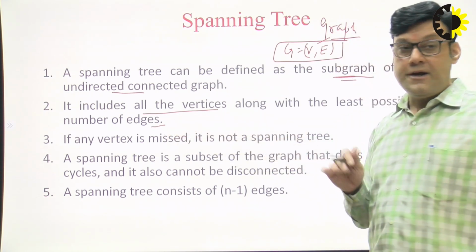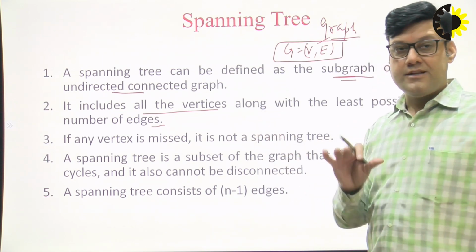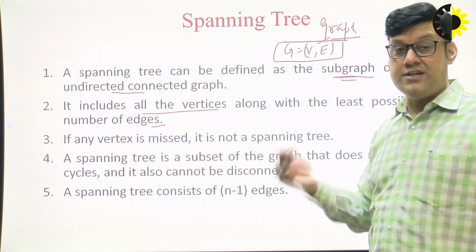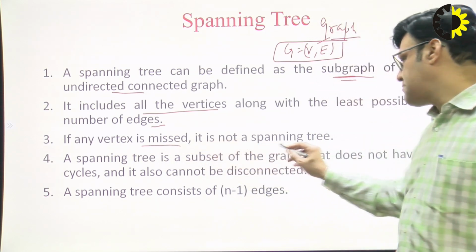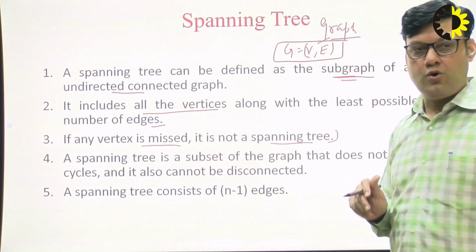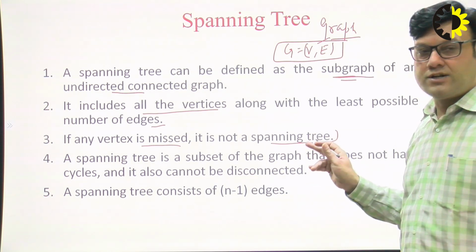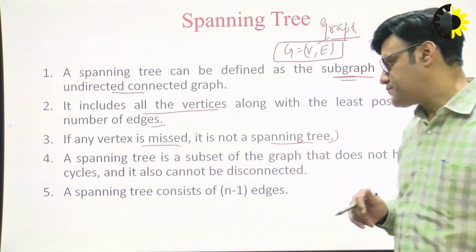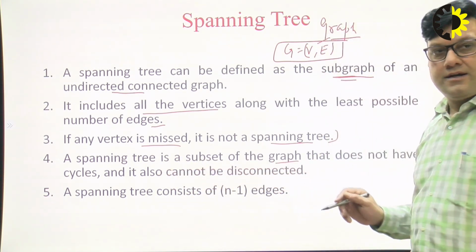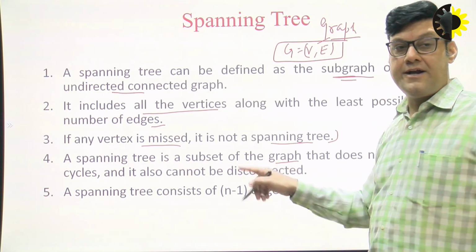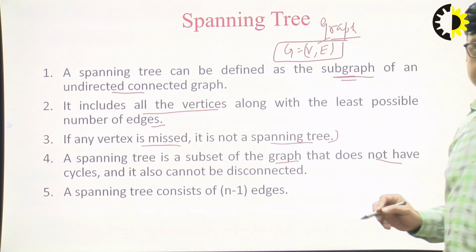So it means that from here we will conclude that for a given graph, more than one spanning trees are possible. Okay. So if any vertex is missed, it is not a spanning tree. This keep in mind. If any vertex is missed, then it cannot be called as a spanning tree. Okay. It means that a spanning tree is a subset of the graph. It is a subgraph, so we can call it is a subset of a graph that does not have cycles.